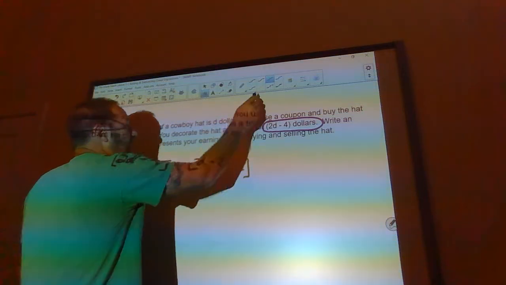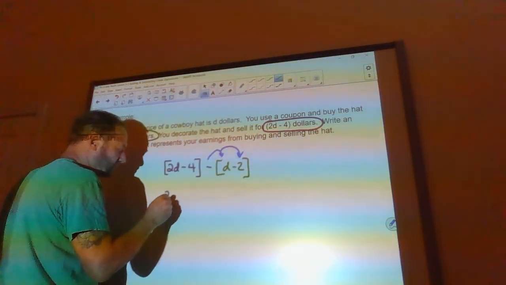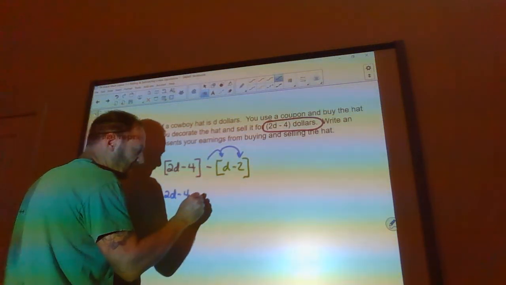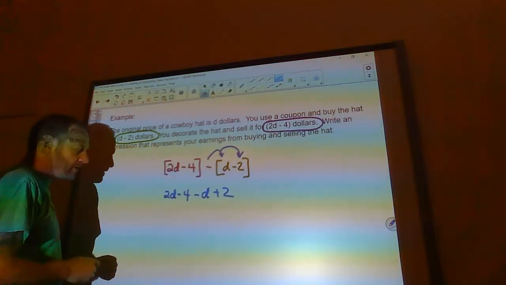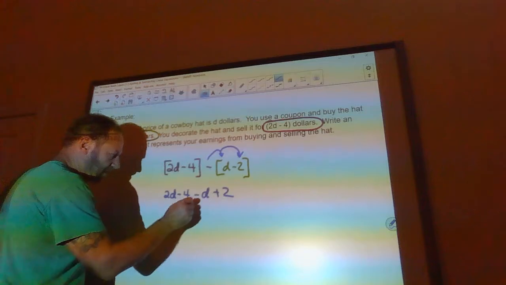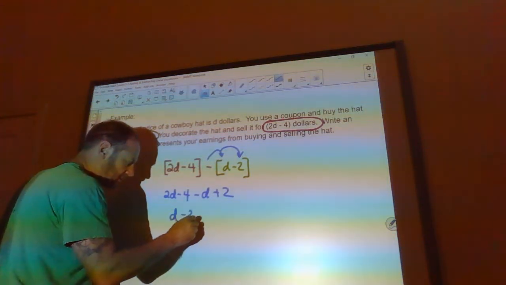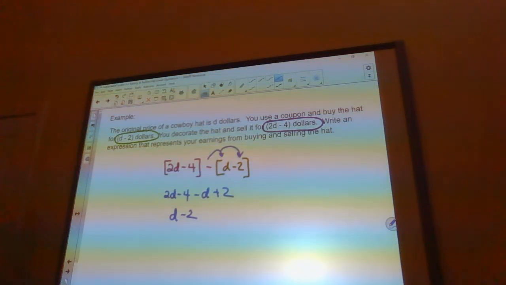Okay, so I'm going to go ahead and distribute this minus sign in here, and I'm going to get 2D minus 4 minus D plus 2. And then I combine my like terms, so 2D minus D is just D, and minus 4 plus 2 is minus 2. That's going to be what my profit is.